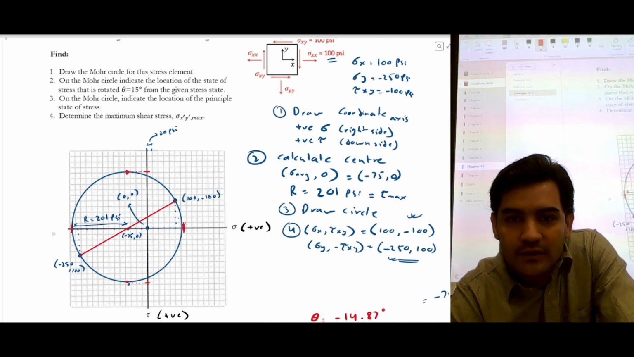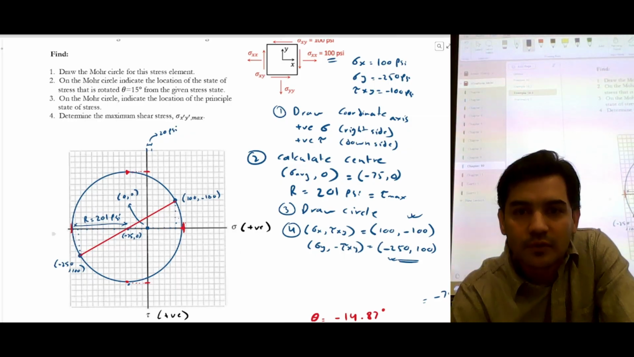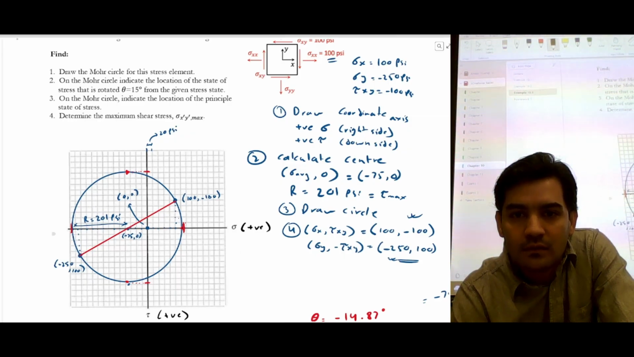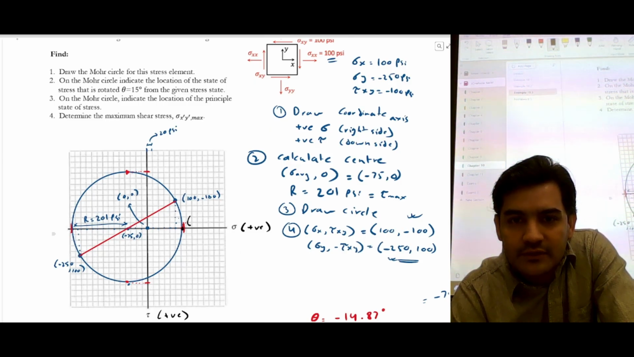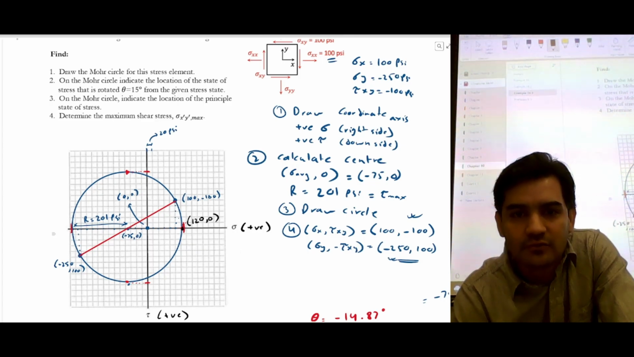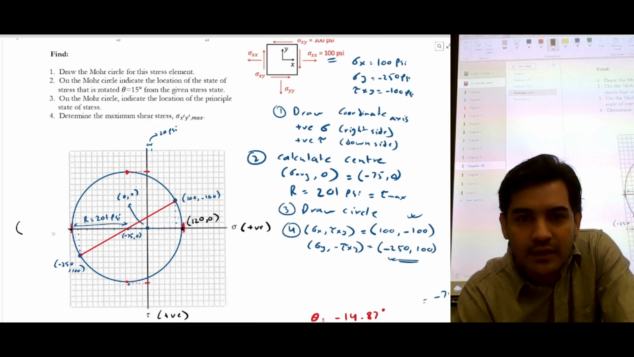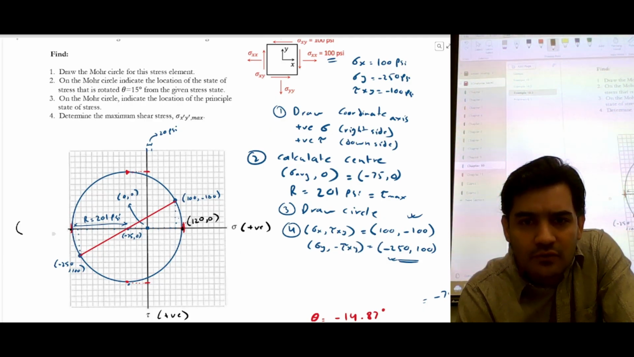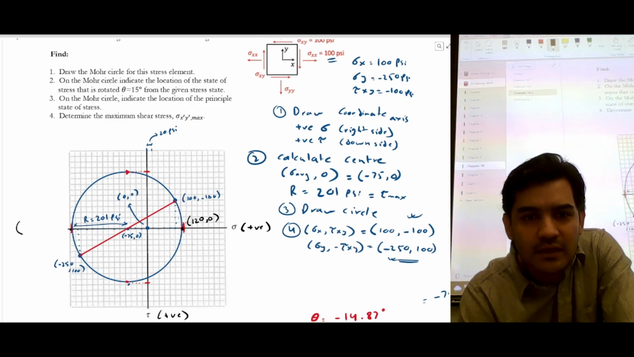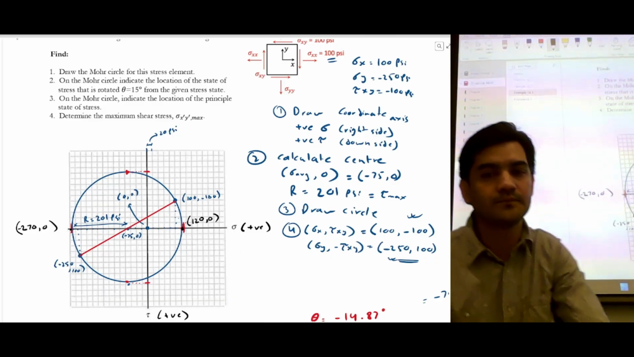So if you want to calculate this point, I'm going to just write it down. This point is roughly 120, let's just say 120, and the y-axis is 0. And this is the point where I'm getting 270, which is negative, and y is 0.